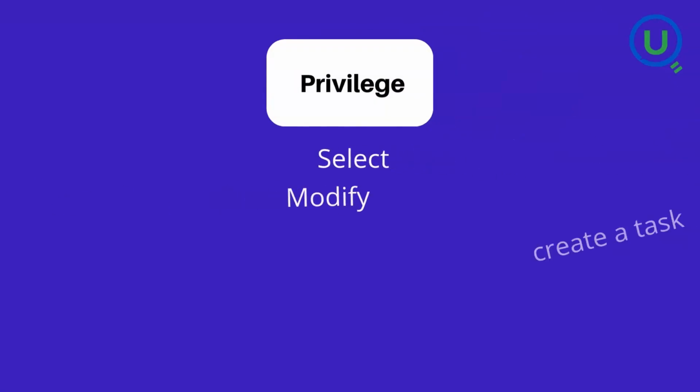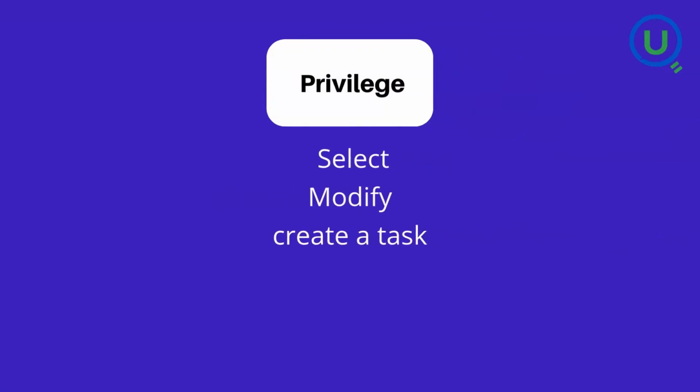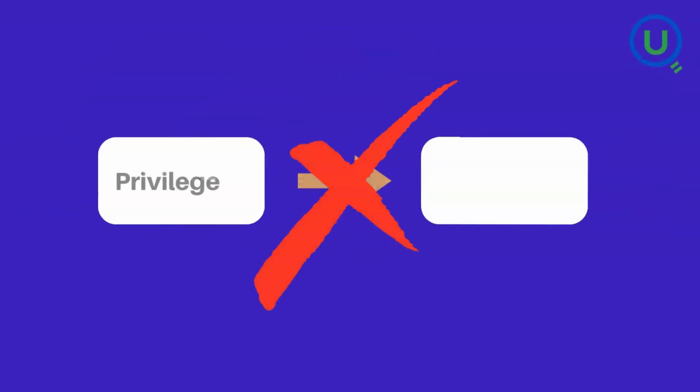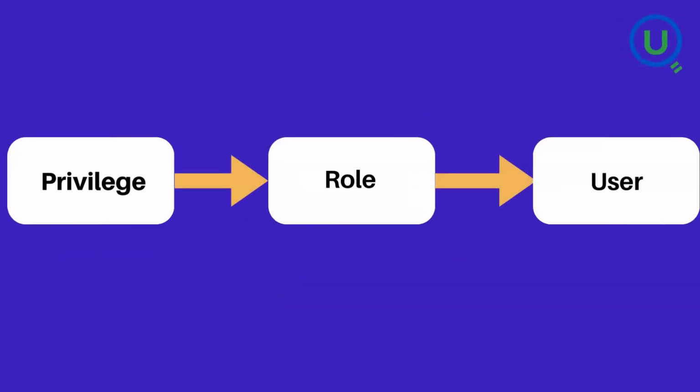This privilege can be anything. It can be a select privilege to do a select star on a table. It can be to modify a table. It can be to create a resource monitor, create a task, everything. So the main criteria is privileges are not directly assigned to the user. Instead, they are assigned to a specific role, and users are assigned to that particular role itself.